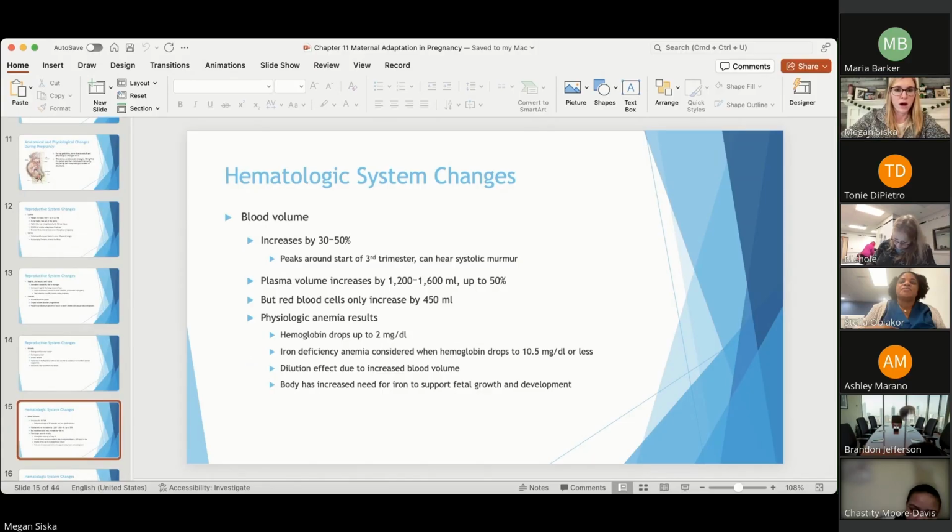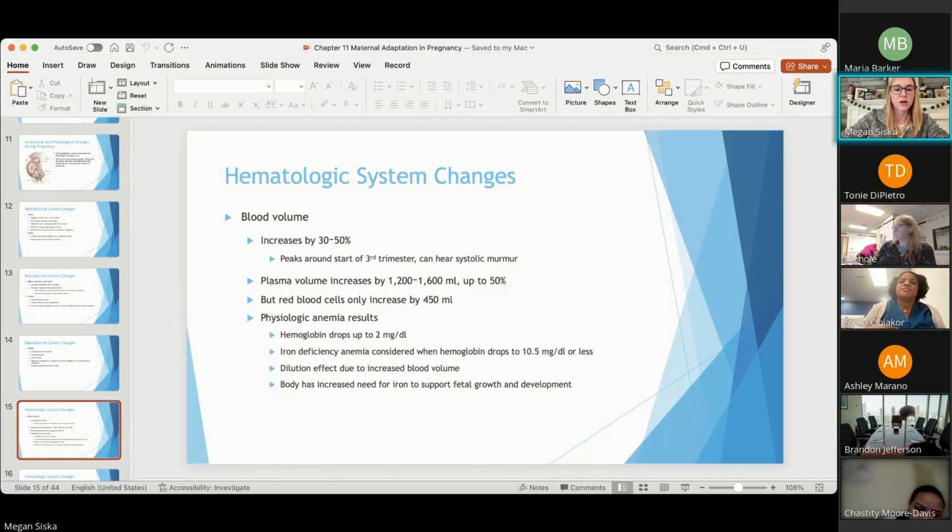Okay, so mom's blood volume increases pretty dramatically by 30 to 50%. This peaks around 28 weeks, which is the start of the third trimester. In some women, you can hear a little systolic murmur because of this. Plasma volume increases up to about 50%, but our red blood cells only increase slightly, to about 450 milliliters. So we have this kind of dilution effect. You have all of this plasma volume, but only a few extra red blood cells. And so this causes physiologic anemia.